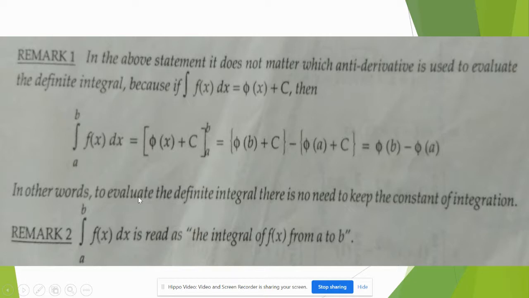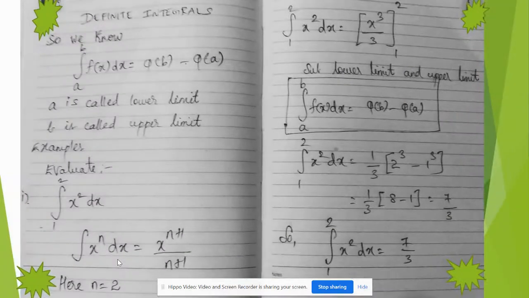In other words, to evaluate the definite integral, there is no need to keep the constant of integration. We need not keep the constant of integration. Then integral f of x dx is read as the integral of f of x from a to b. So on applying limits, lower limit and the upper limit, we have to refer to them as integral a to b f of x dx. Then we'll see some examples on this formula.